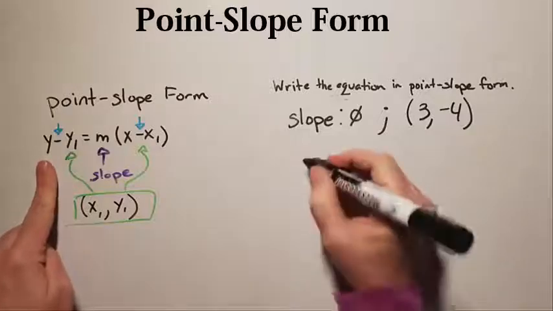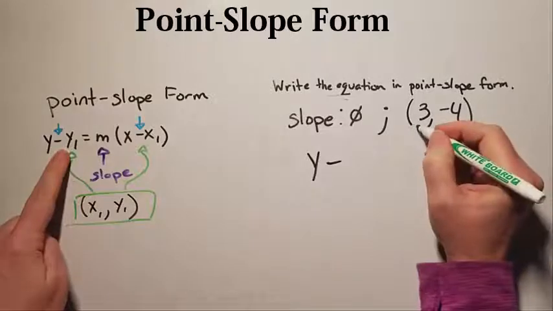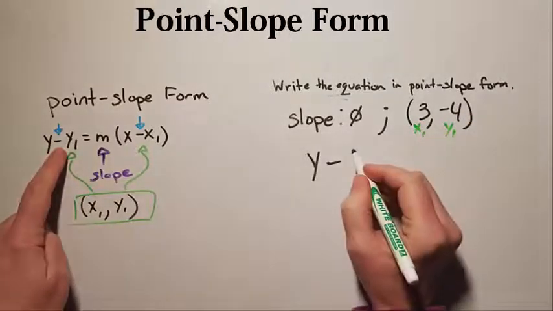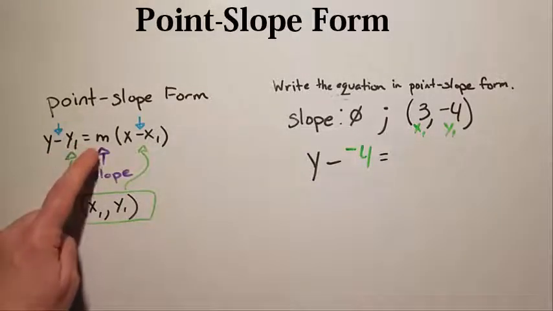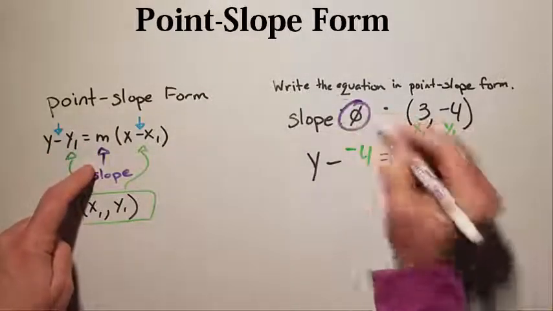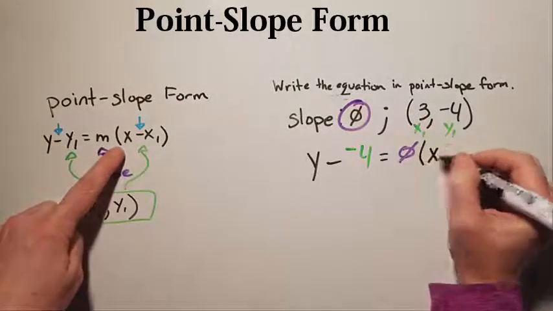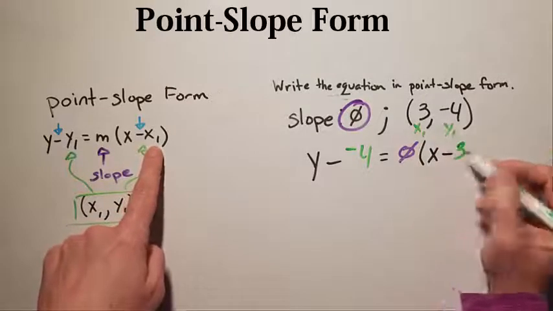Our next practice problem, we need to put the point and the slope into point-slope form. So I need y minus, I need y1. I have not identified my x1, y1 yet. y1 is a negative 4. So there's a negative 4 equals, I need my m. My m is my slope. So my slope is 0. I need a parenthesis, and the plain old x is minus. I need my x1. x1 is 3.